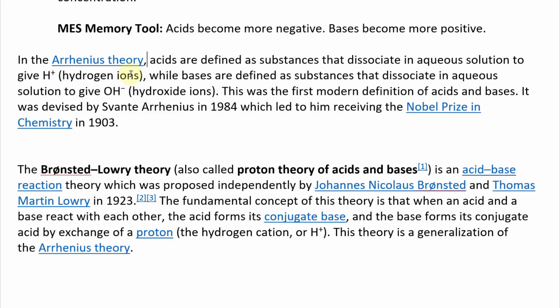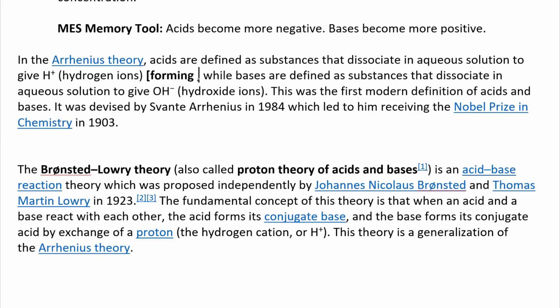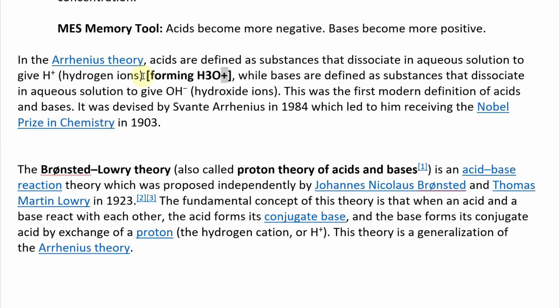I'll just put this note here in brackets, as inline commentary. So this is forming H3O+. Then close this and put this on top.